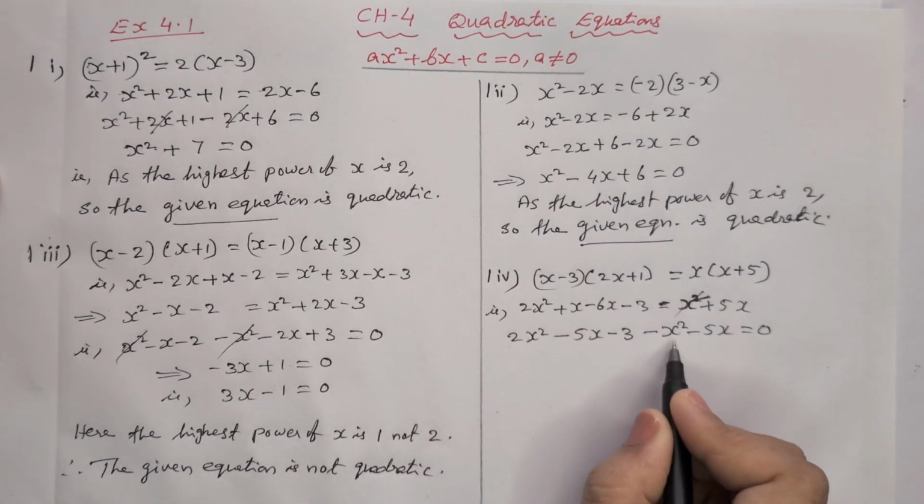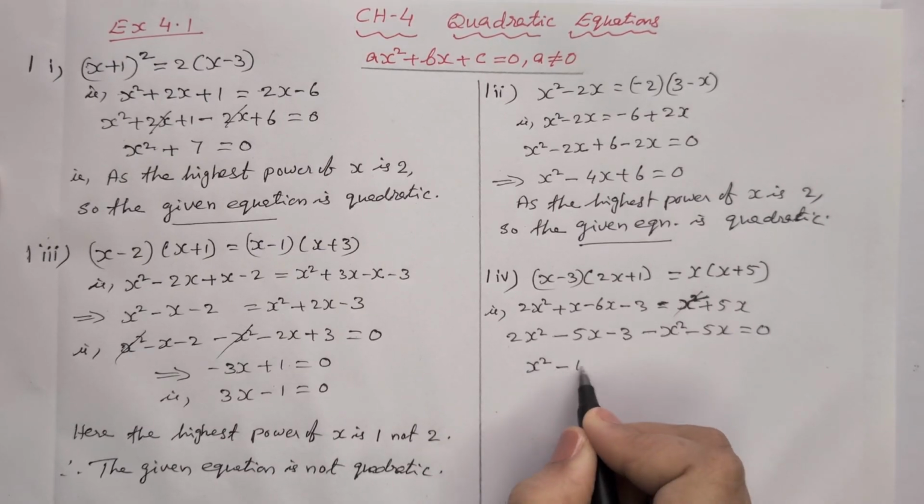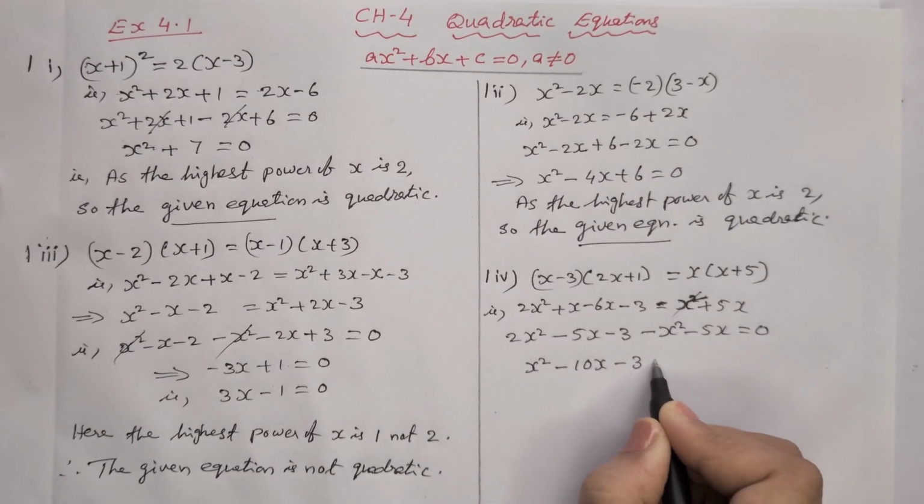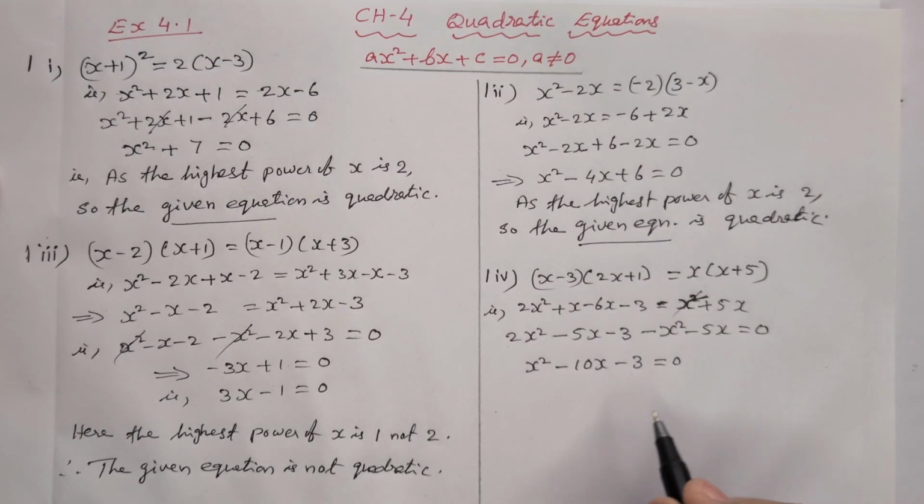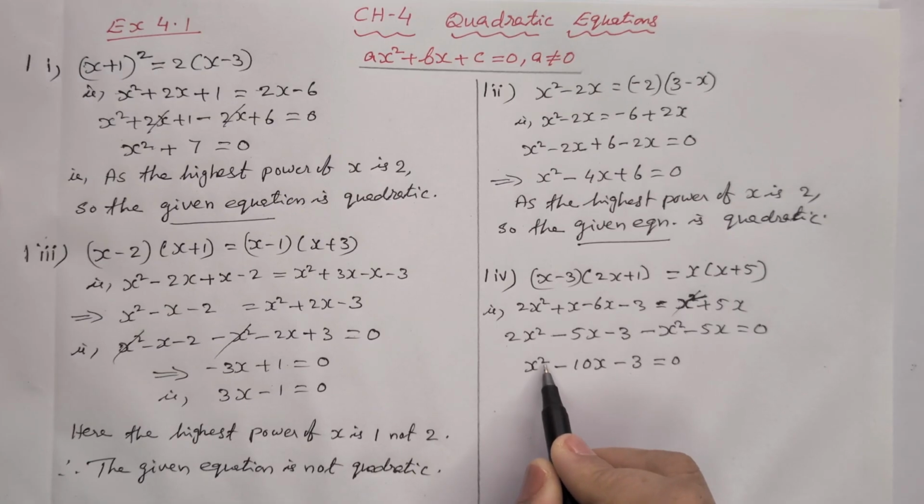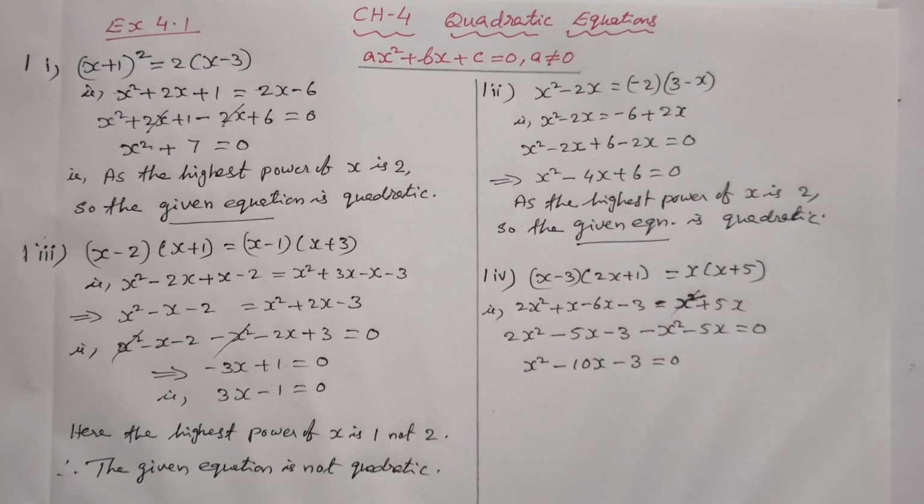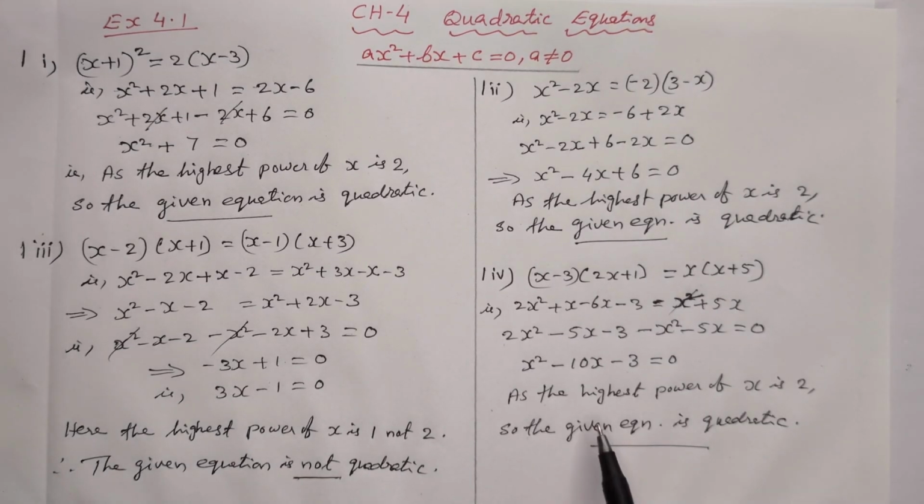Then here 2x square minus x square, that is x square, minus 5x minus 5x, minus 10x, then minus 3 equal to 0. So here we are getting x square minus 10x minus 3 is equal to 0. The highest power of x is 2, therefore the given equation is quadratic. So you can write the highest power of x is 2, therefore the given equation is quadratic. In the previous case, the highest power was 1, not 2, therefore the given equation is not quadratic.